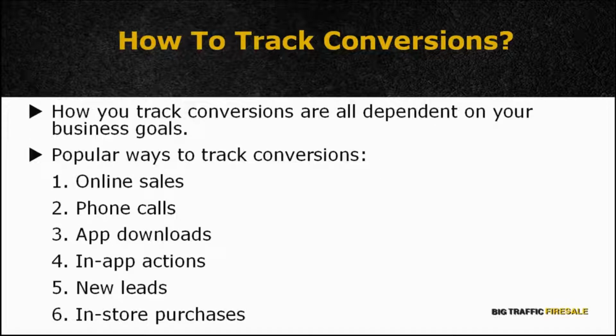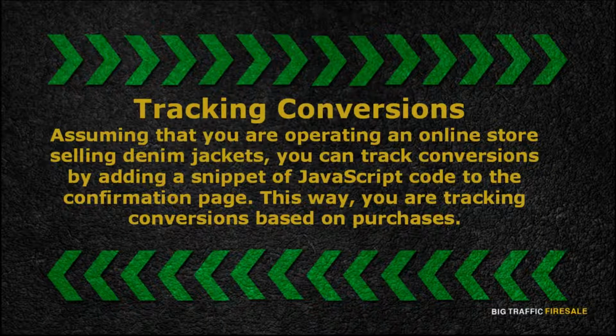There are quite a few ways to track conversions, and it all depends on your business goals. Some of the popular ways to track your conversions are as follows: online sales, phone calls, app downloads, in-app actions, new leads, in-store purchases. Let's illustrate an example on how you can track your conversions. For example, via online sales, assuming that you're operating an online boutique specializing in denim jackets. To track conversions, you add a single snippet of JavaScript code to the confirmation page where your users will land after they have paid for their purchase.